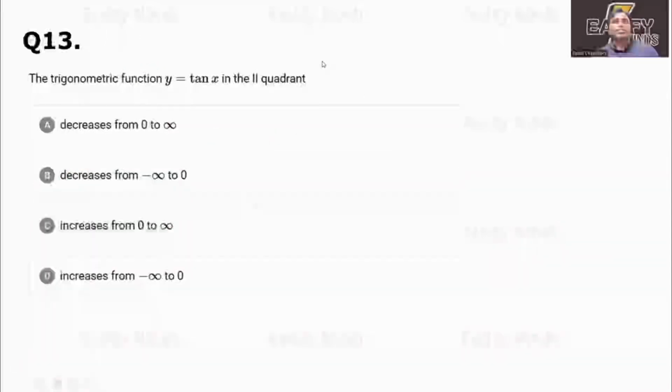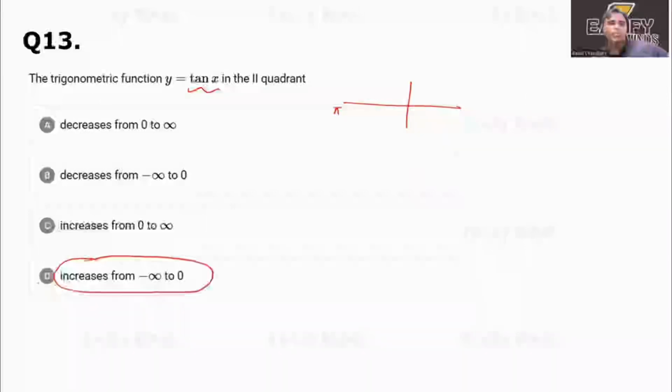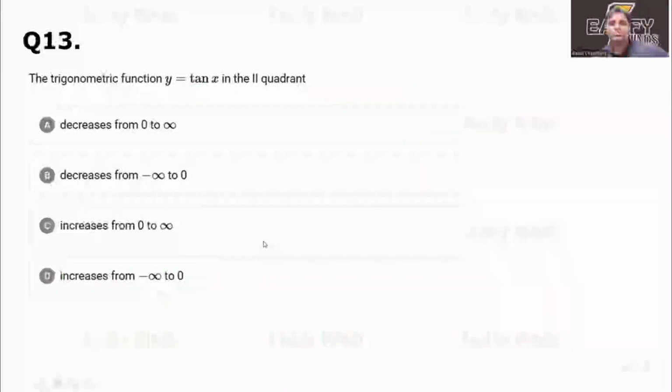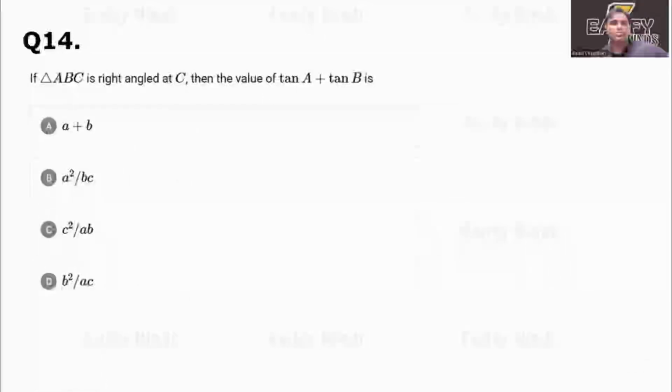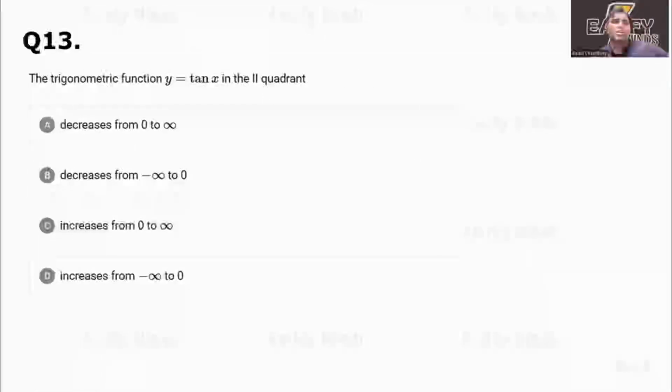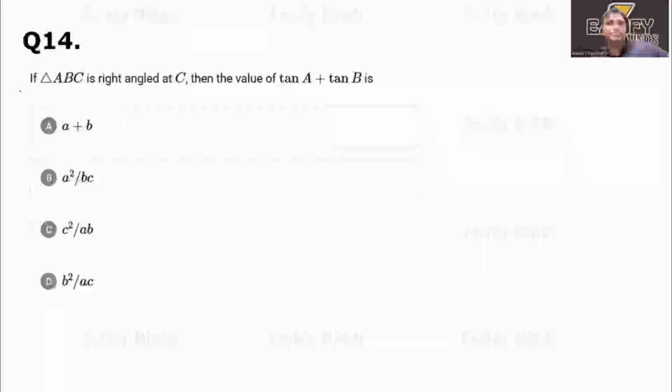Now solve 13th. It is negative, we know that, and the value will be negative to 0, right? The value will start from negative values to 0 because tan 180 is 0, and then keep on increasing. So it increases from minus infinity to 0. That is the right option, right? So answer is D option. Let's solve this one, 14th.